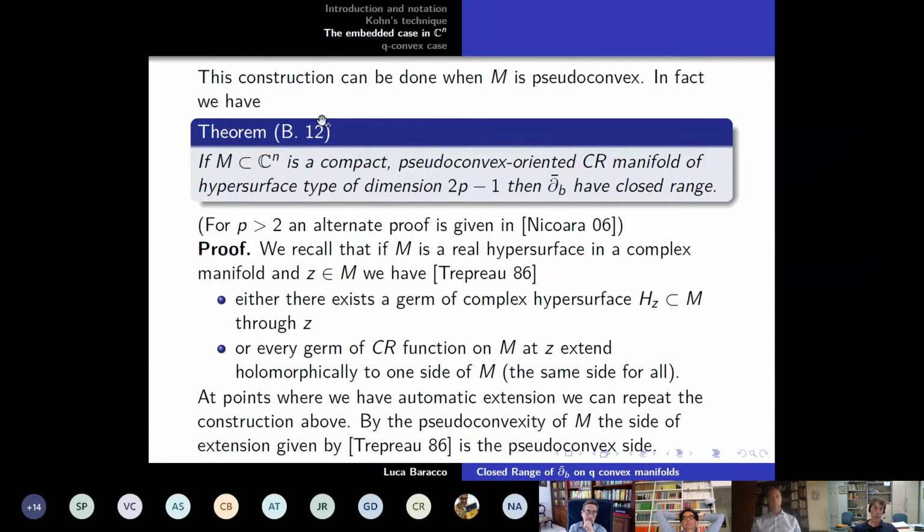Now, this construction can be done also when M is merely pseudo-convex. In fact, if M is a compact pseudo-convex oriented CR manifold of hypersurface type of dimension 2p minus 1, then the bar partial operator has closed range. Now, for p greater than 2, this was proved also by Nicoara in 2006 using different methods.